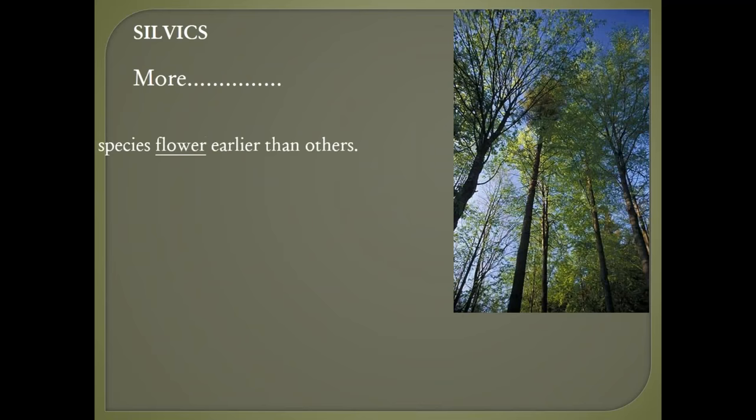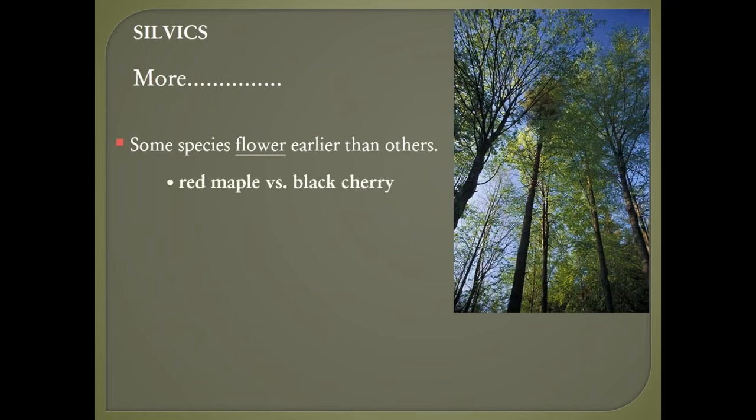And we have different kinds of things happening too. Some species flower earlier than others. Red maple is an early flower. You can see that in the spring when our hillsides turn that beautiful reddish glow. That's our red maple flowering, versus black cherry, which flowers a little bit later in the season.